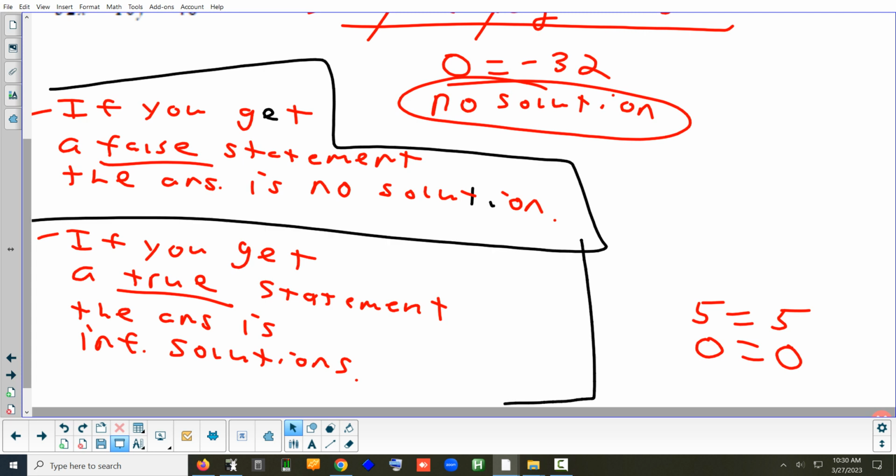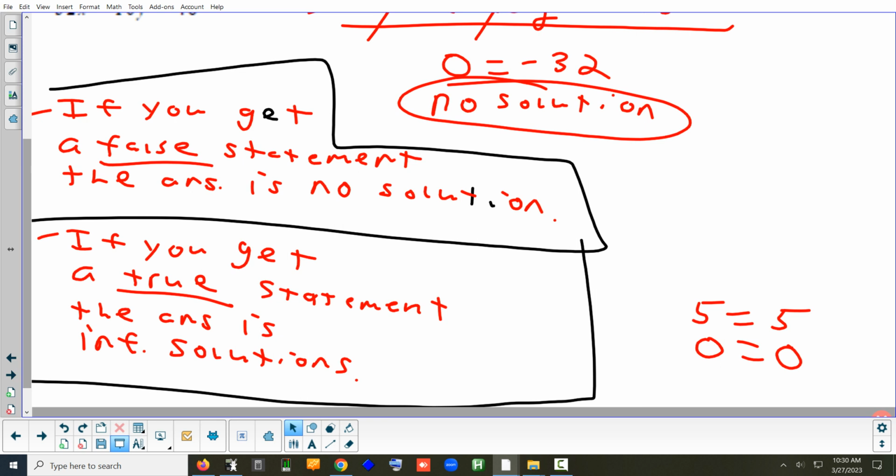There's one. There's two. So make sure you write those two things down. You can just put them under example 3. I'll try to come up with one that's all infinite solutions next.